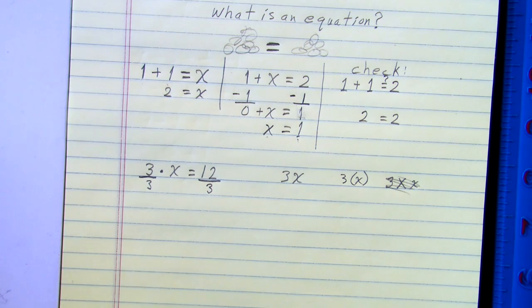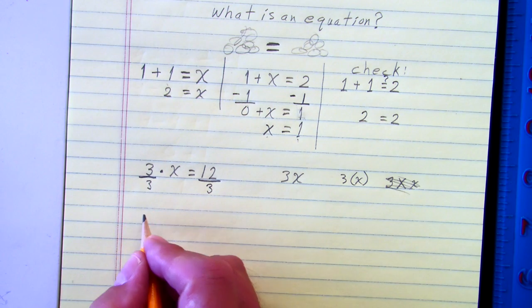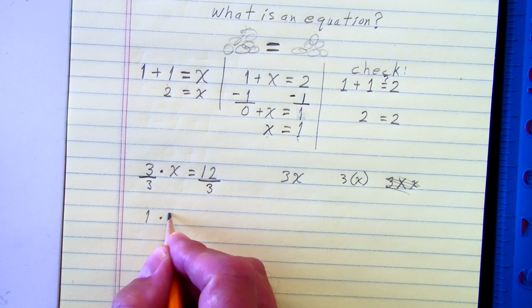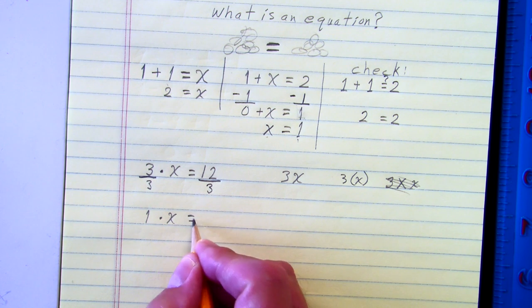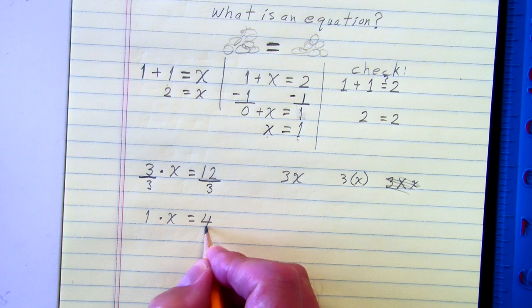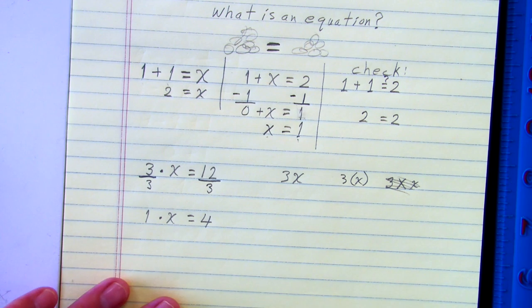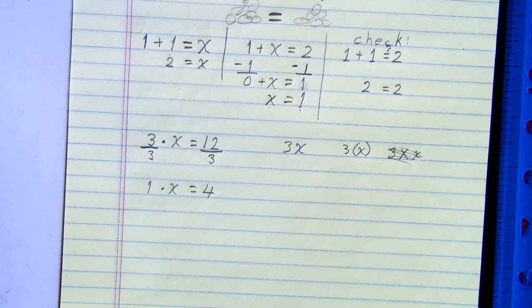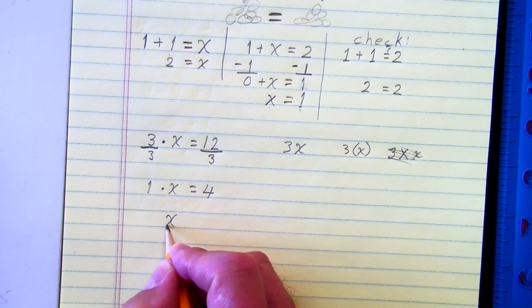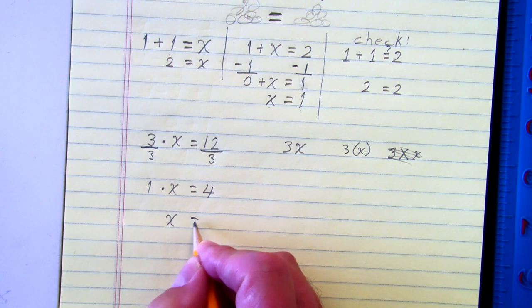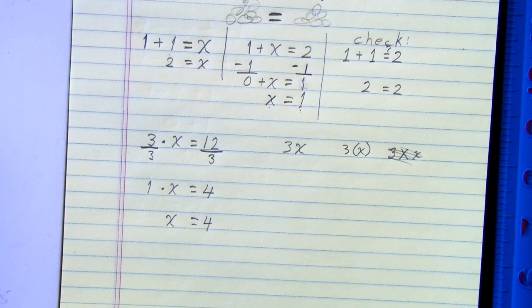All right? So 3 divided by 3 is 1. So we have 1 times x. 12 divided by 3 is 4. All right? Anything we multiply times 1 is itself. This is one of the main rules you'll find in algebra, at least as far as we're going to be using it. Anything multiplied by 1 is going to be itself. So you don't have to continue writing the 1 down, and x is going to be equal to 4. All right?